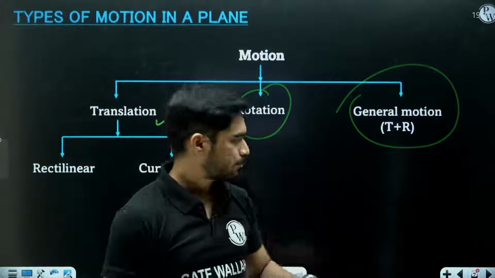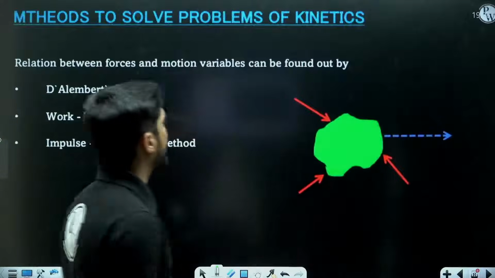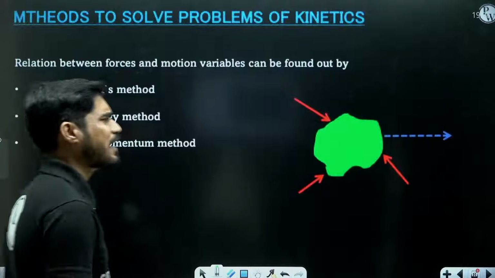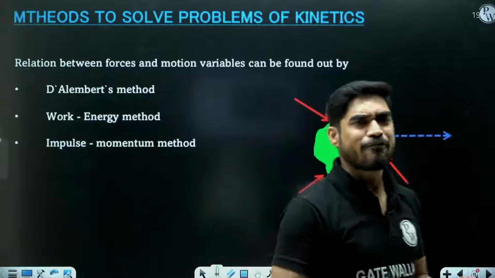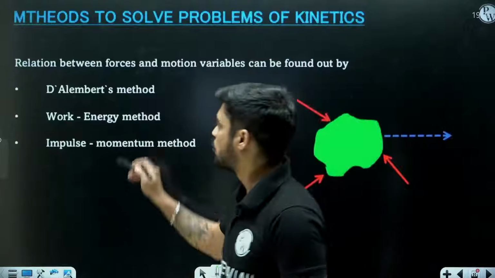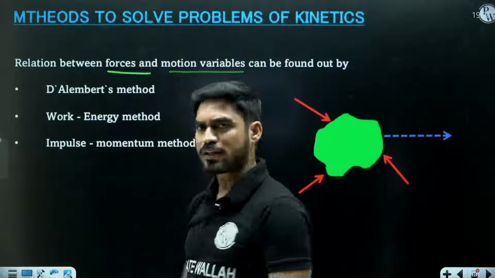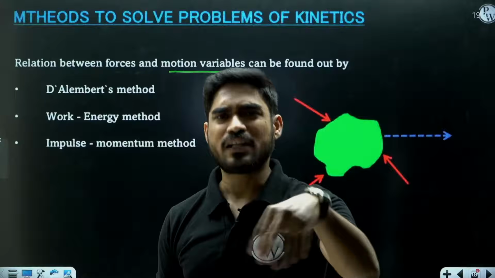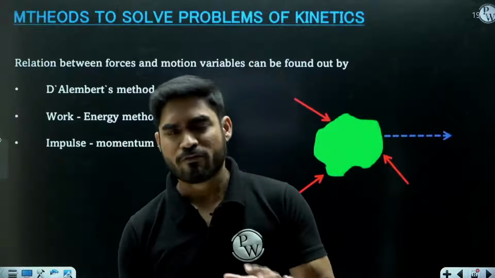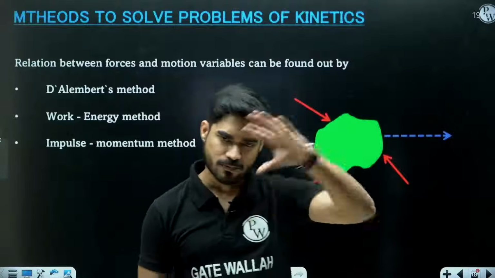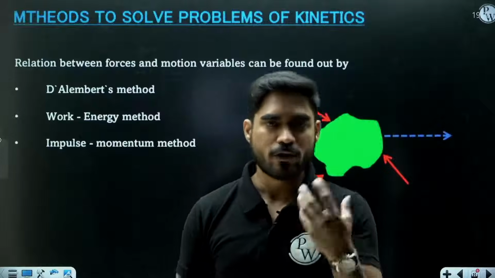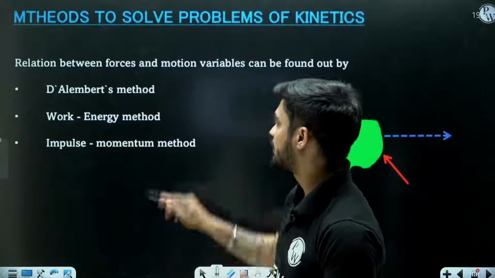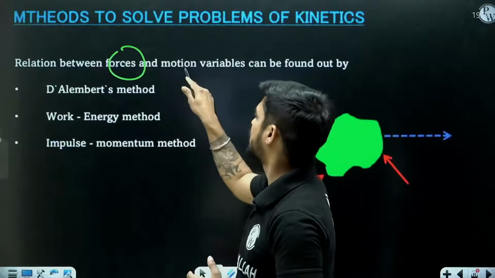Okay, so moving on to the kinetics part. So here what is our objective? Understand, in problems of kinetics, you will have to find the relation between forces and motion variables. What are the motion variables? v, s, a, t, all these are motion variables. So we have seen how to find the relations between these motion variables, right? We know the relations between these motion variables. Now we will see how to find relation between forces and motion variables.